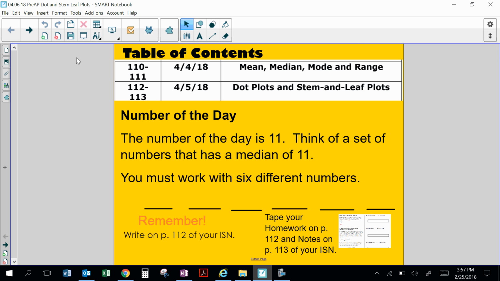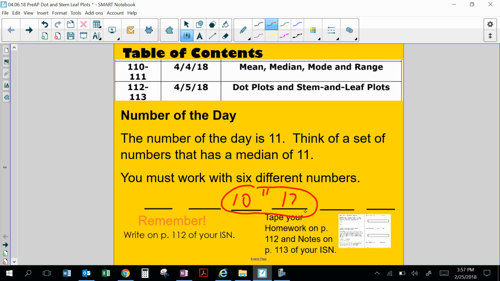The number of the day is 11. Think of a set of numbers that has a median of 11. You must work with 6 different numbers, so it has to be all different numbers. I'm going to start from least to greatest because I know the median has to be the middle number. There's an even set of numbers, so the 11 has to be in the center. So I'll do 10 and 12 here.